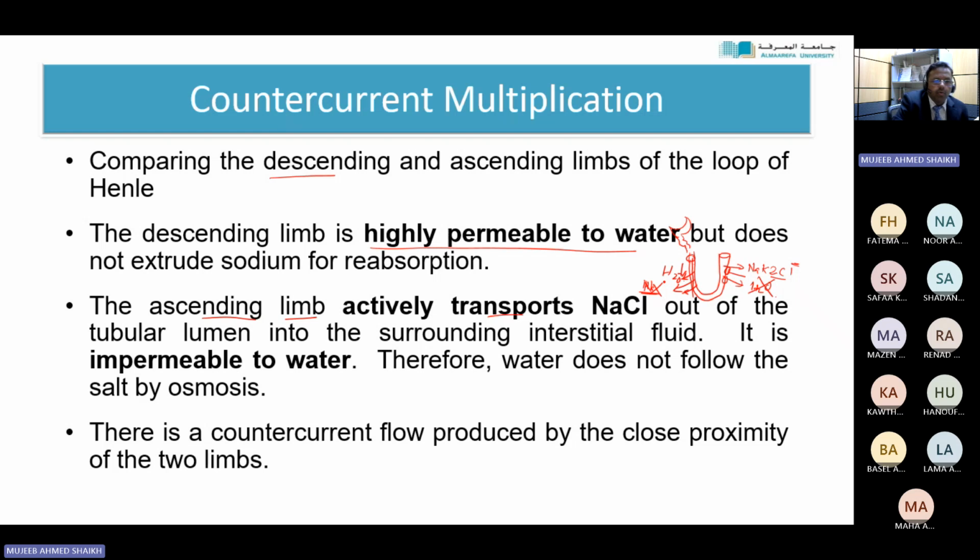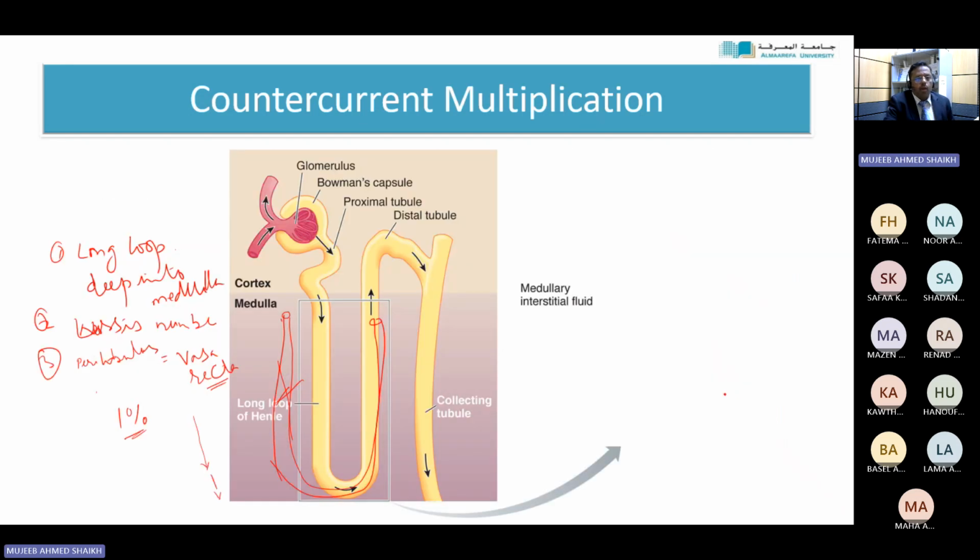Then I will tell you how the countercurrent system will be doing its job of concentrating or diluting the urine. Okay. There is a countercurrent flow produced by the close proximity. So the fluid is moving in opposite directions, down here and then up here, and they are very close to each other. This is how the system is seen. This is the glomerulus, this is the Bowman's capsule, proximal convoluted tubule, descending limb of the loop of Henle, ascending limb of the loop of Henle, distal convoluted tubule, and this is the collecting duct.